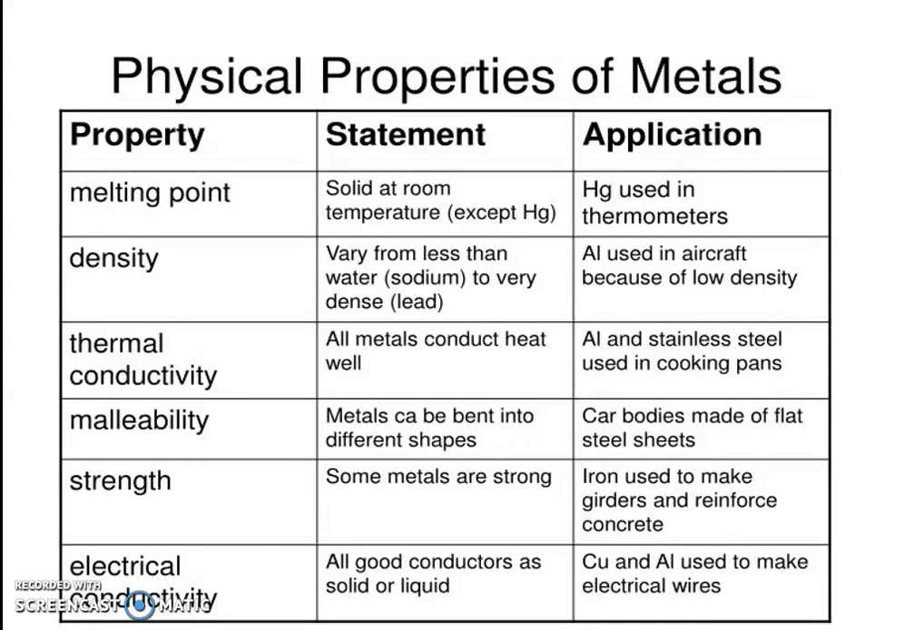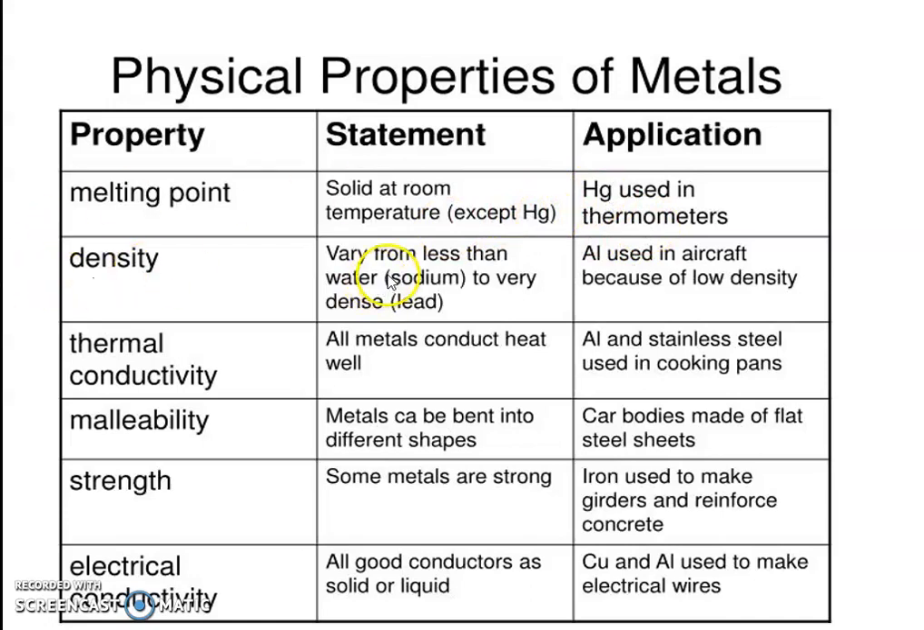Here we will see the properties of metals and, based on that, their applications. Melting points: metals are solid at room temperature except mercury. Therefore, mercury is used in a thermometer. As mercury is a metal, it is a good conductor of heat, but it is available in a liquid state. Therefore, it is used in a thermometer.